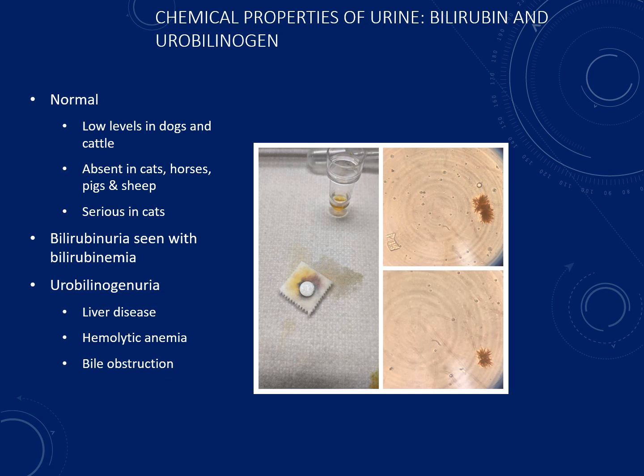Bilirubin is a yellow substance that the body creates when it breaks down red blood cells. The liver uses bilirubin to make bile, which aids in digestion. Good bacteria in the intestines break down the bilirubin in bile to produce urobilinogen. It is normal for trace amounts of bilirubin and urobilinogen to be in urine in dogs and cattle. It is not normal in cats, horses, pigs, and sheep, and it is a serious issue in cats.